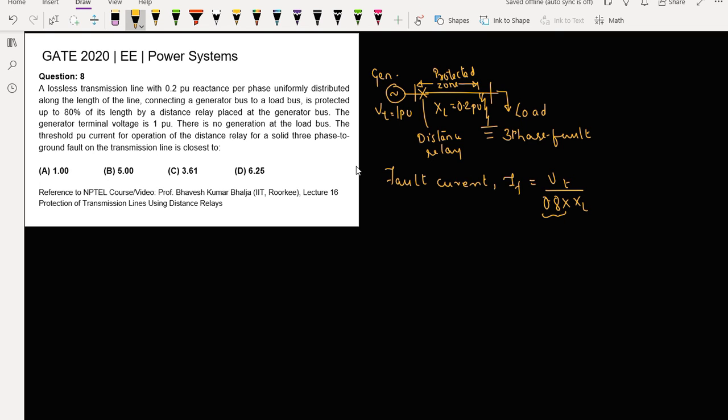This 0.8 we have taken as it is mentioned here that only the 80% length is protected and the remaining 20% is not protected. So we have to consider only that much reactance. So putting the values which are given in per unit, we get 1 divided by 0.8 multiplied by 0.2. On solving this, we get the value of fault current as 6.25 per unit.